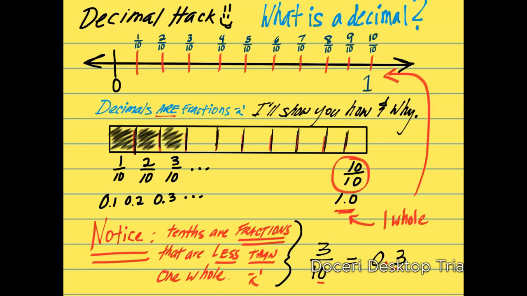So, bottom line, and I know it's got the Docere desktop trial written over the top of it. So, you know what I'm going to do, well, I can't eliminate that. So, anyway. 3/10 is the same as 3/10. That's the point I'm making. I will continue to elaborate on that concept. I've got 3 more slides to do it. Yes, you'll love it.